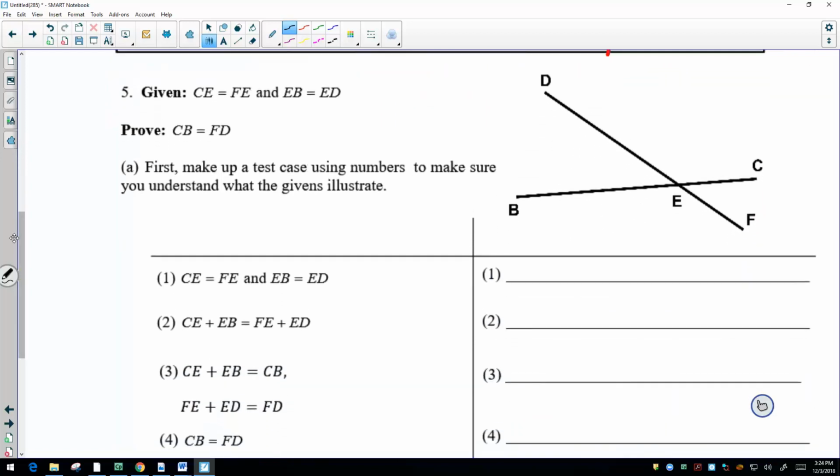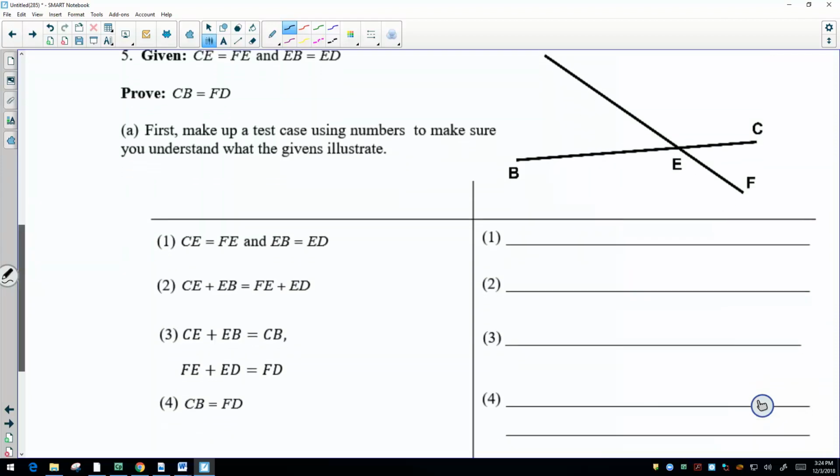So we have a proof, and things that we want to make note of. We know that CE and FE are equal. We know EB and ED are equal. So I'm going to mark this. We have CE, so that's the segment here, and FE are equal. And then we also know that EB and ED are equal. So this is equal to this. And we want to prove CB, the whole segment, is equal to the whole segment DF.